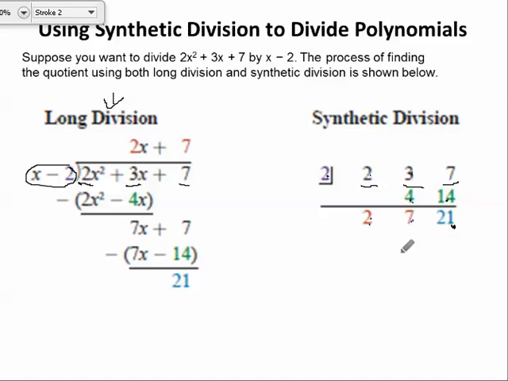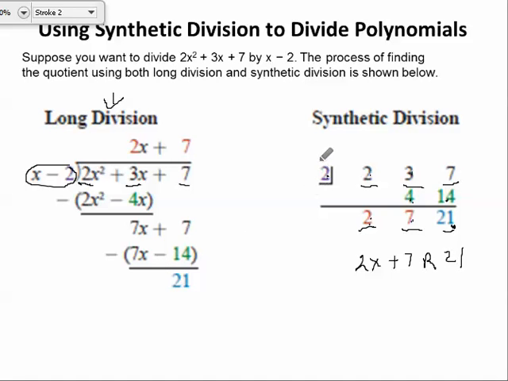What did we wind up with? We wound up with the coefficients of the answer. Since this one lines up directly underneath this one, it's going to be 2x plus 7 with a remainder of 21. Exactly the same thing as this long division gave you.